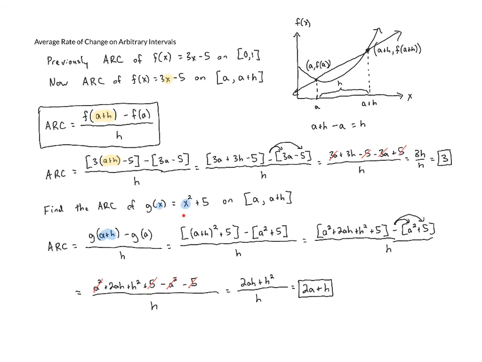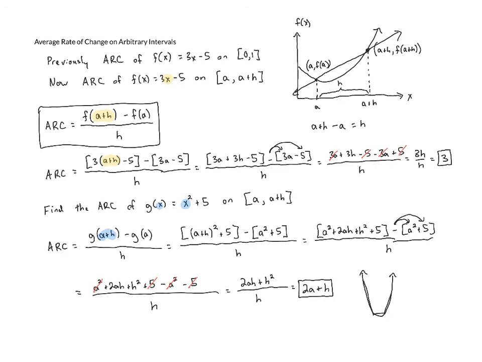However, this second function is not a linear function. It's a quadratic function. We know that the graph is going to be a parabola. And so what's happening, if we look at different intervals, is that we're going to have different rates of change depending on the intervals that we're looking at. Some of them will be positive, some of them will be negative. The average rate of change, therefore, actually depends on our starting point a and also how far our interval is moving to the right, h.